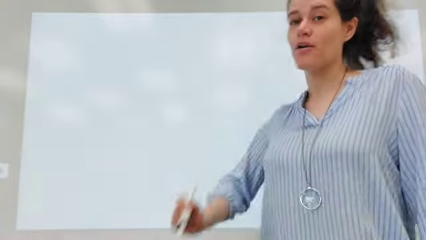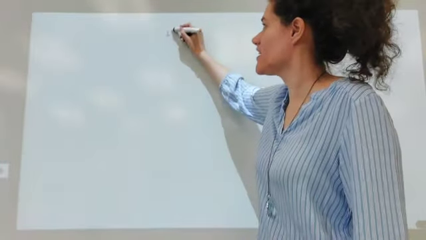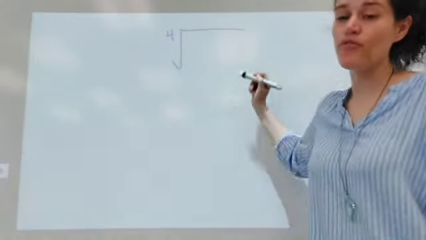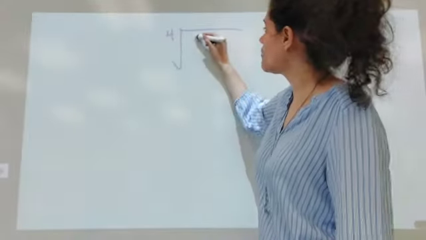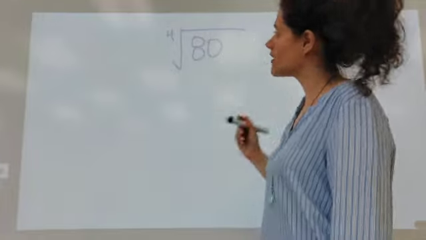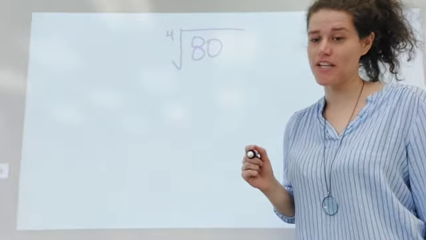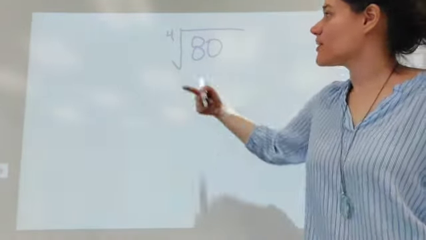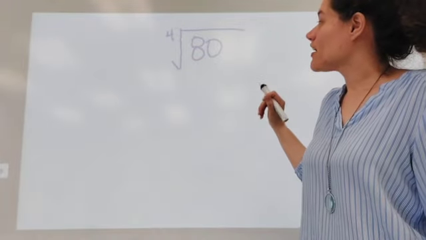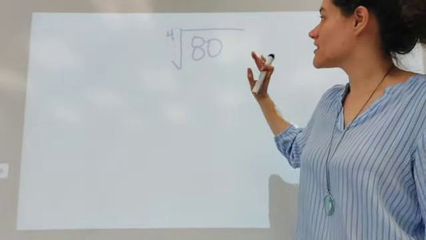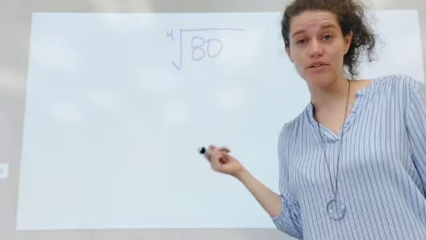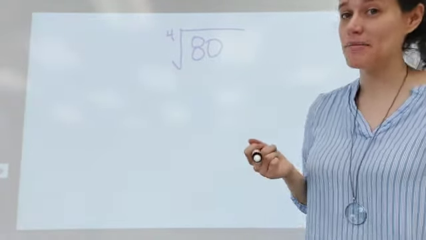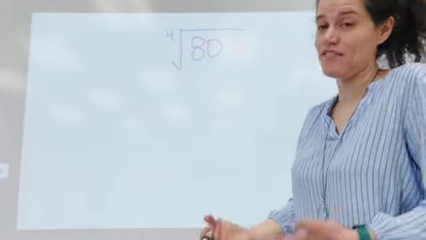I'm going to do one more increase to the index. Now we're going to look at the 4th root. So my index is 4 now. We're going to take the 4th root of 80 and simplify it as much as we can. Okay, so again, we're looking at this number. Maybe we're noticing that it ends in a 0. That means you can divide it by 10 or you can divide it by 5.